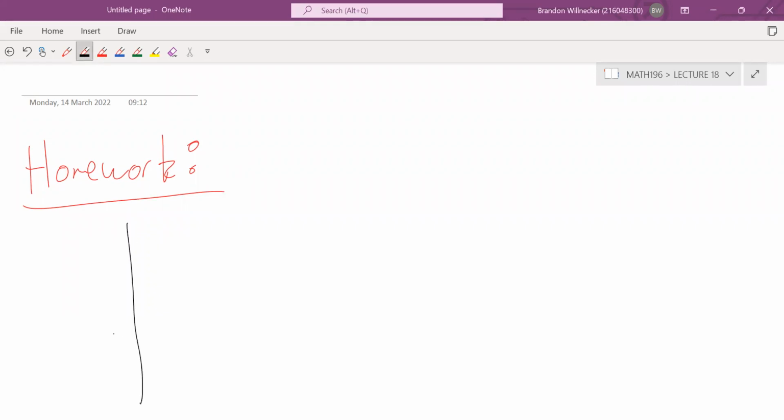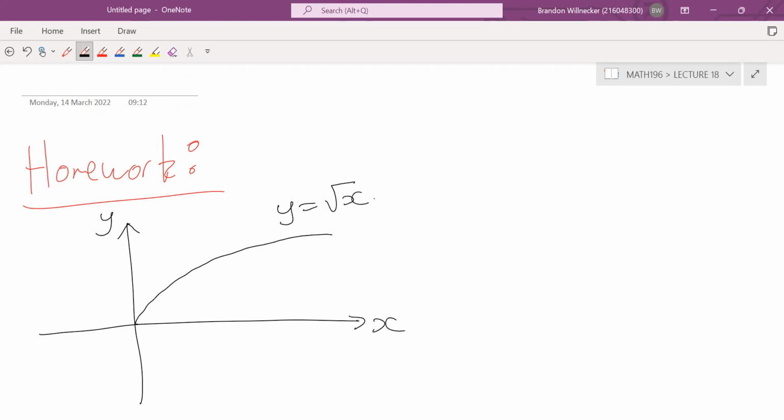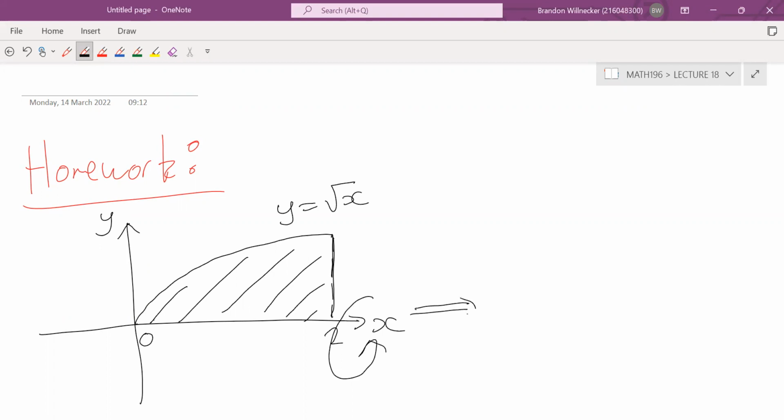So we've got the shape here. Let's put it in terms of the XY axes. We're given y is equal to root x, and we're going from 0 up to 2. So that gives us this area here. Instead of rotating it around the y-axis, I'm now going to rotate it around the x-axis. So this gives us a shape like this.